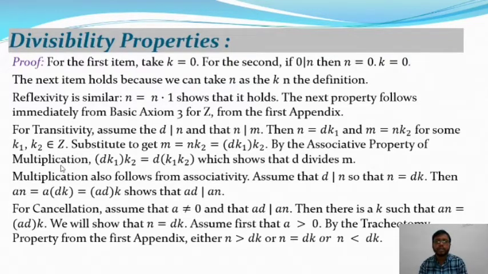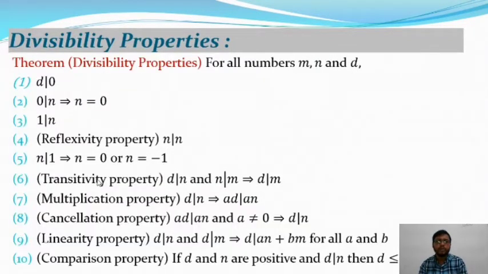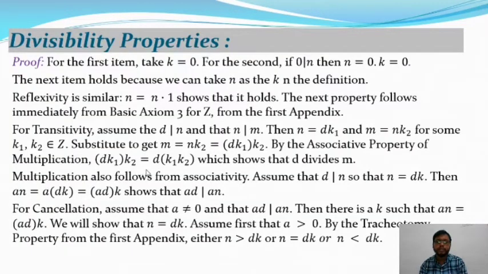Now move on to the seventh property, the multiplication property. That is d divides 10 implies ad divides a. Now we will move on to the proof of these properties. So here is the proof of the seventh property. The multiplication also follows from associativity. Assume that d divides 10, so from the definition of divisibility it can be written as n is equal to d into k, where k is any integer.